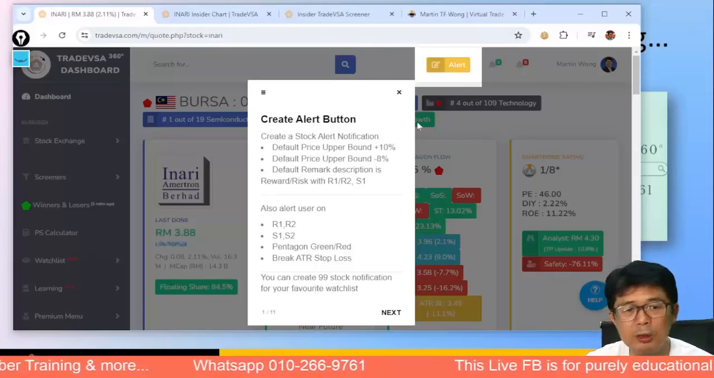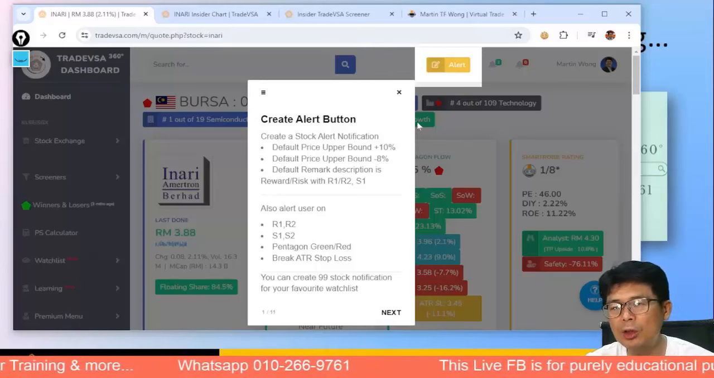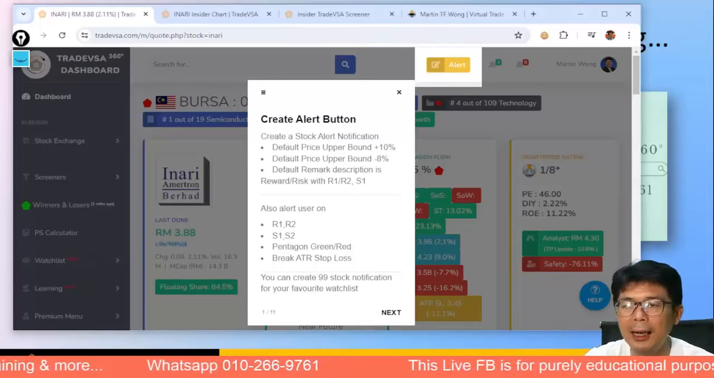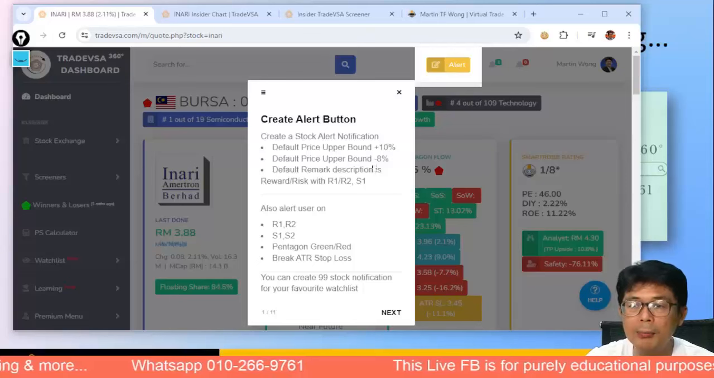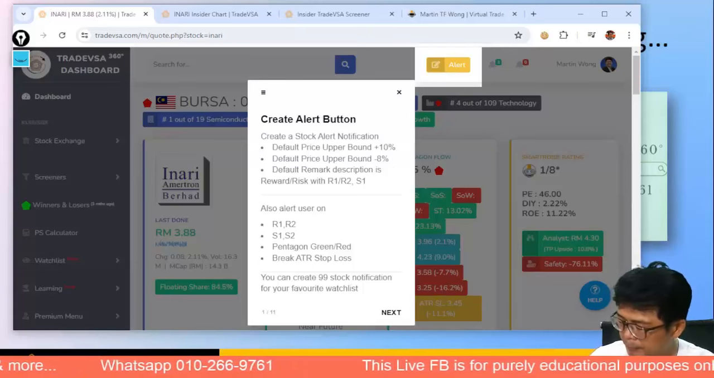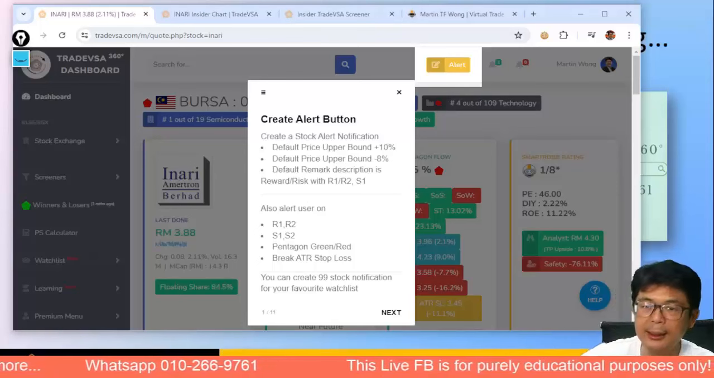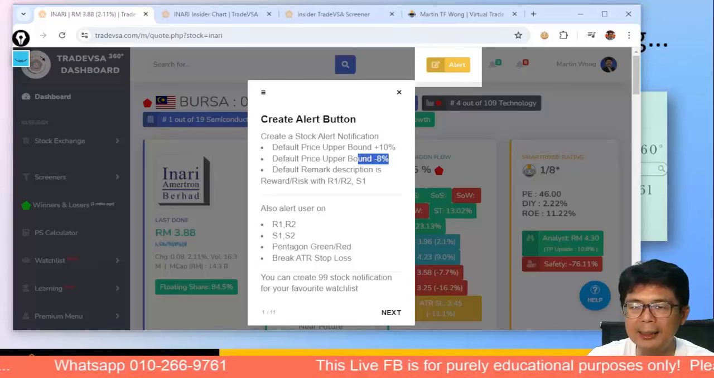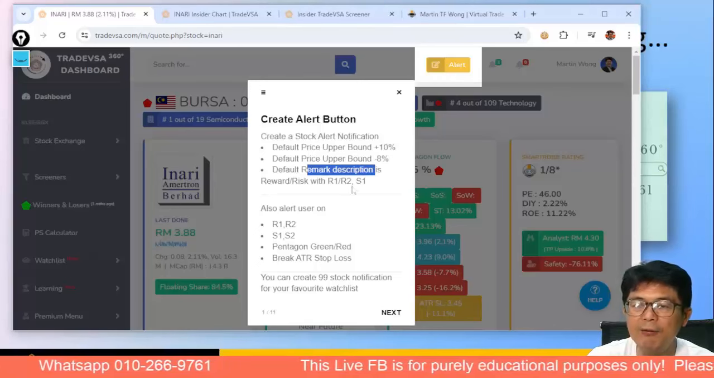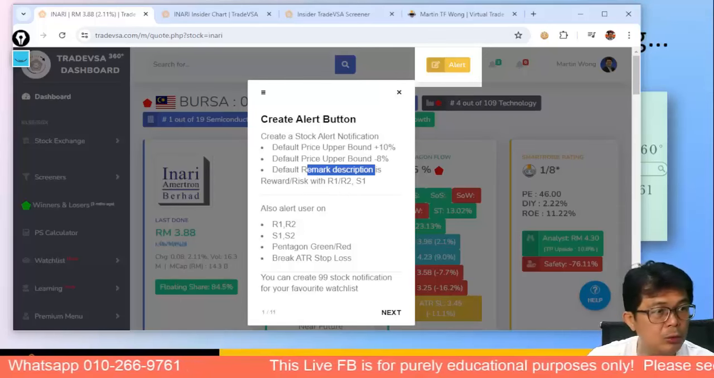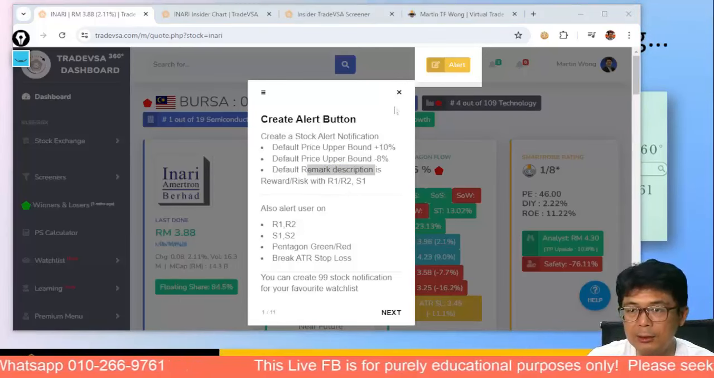So usually if you see a stock you like, you can put it into the alert. By default you have an upper and a lower price bound, okay, an upper and a lower price bound. A plus 10% and minus 8%, and there's a default description of reward to risk, R1, R2 and S1.